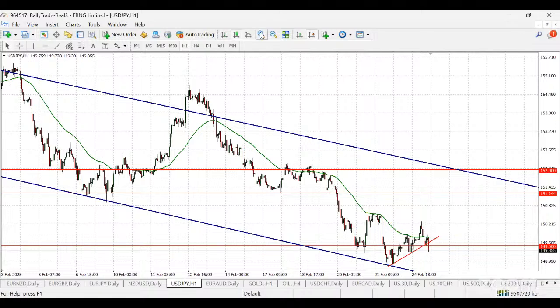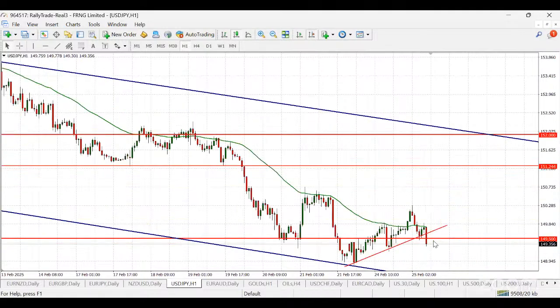Right. What we need to see here, currently, this is the 1 hour candle. This is the 1 hour time frame. It's a 1 hour candle. And this 1 hour candle is already below that support at 149.5.